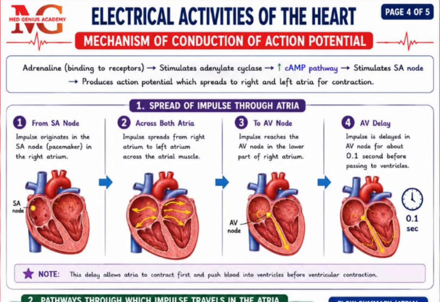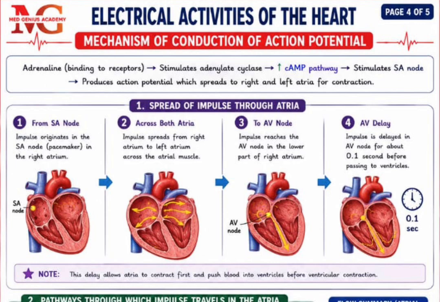It's phosphorylating this pathway, stimulating the SA node. Now the SA node will produce an action potential. When it produces an action potential, what happens? It spreads to the atrium, so the atrium will contract simultaneously. When it contracts simultaneously, it converges in the AV node.